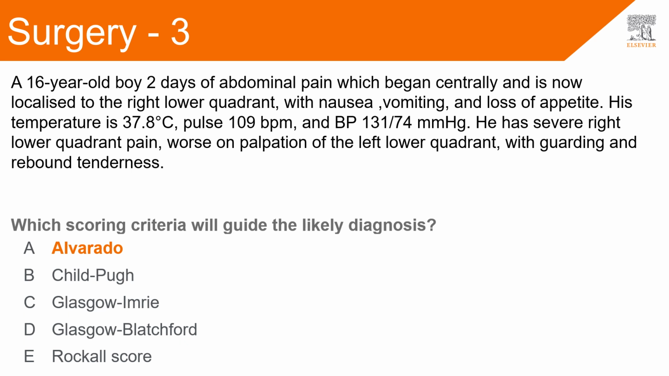The Child-Pugh score relates to cirrhosis mortality. The Glasgow-Imrie criteria relates to the severity of acute pancreatitis based on 8 laboratory values. The Glasgow-Blatchford score stratifies upper GI bleeding patients into those who are low risk and candidates for outpatient management. And the Rockall score is used pre-endoscopy in upper GI bleeds to determine severity.